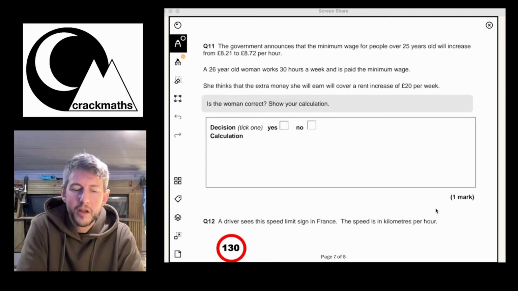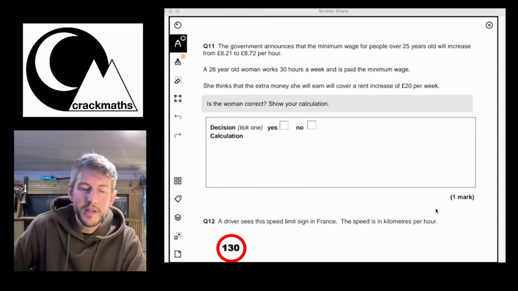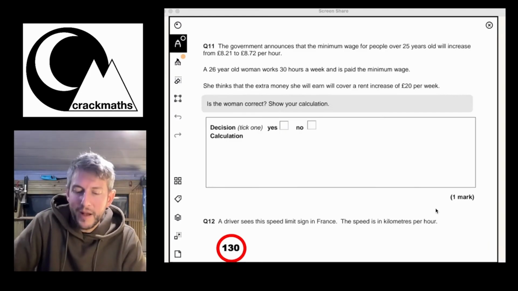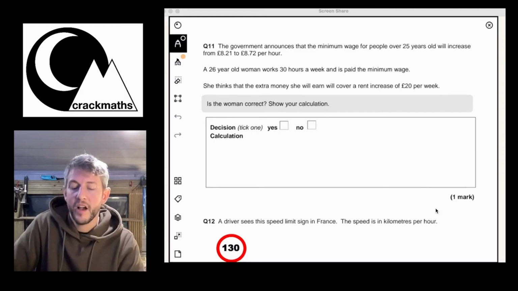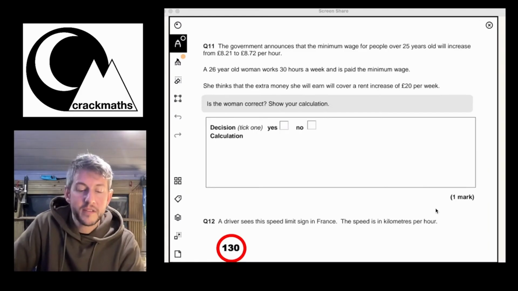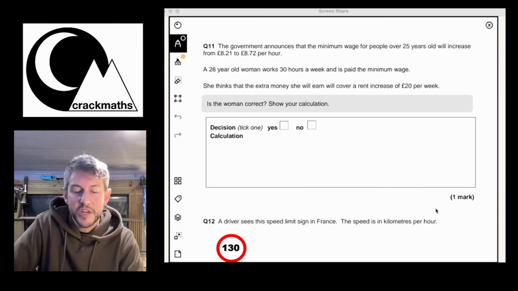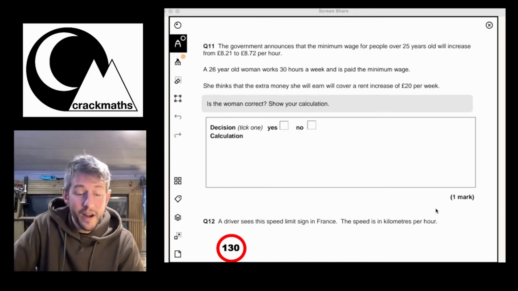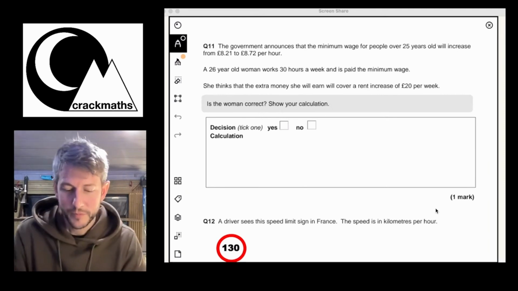Question 11. The government announces that the minimum wage for people over 25 years old will increase from £8.21 to £8.72 an hour. A 26-year-old woman who works 30 hours a week is paid the minimum wage. She thinks that extra money will cover a rent increase of £20 per week. Is the woman correct? Show your calculation.